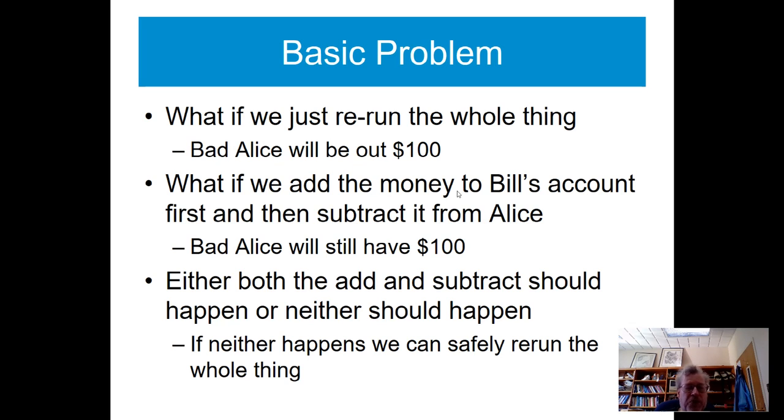So what do we need to have happen? Either both the add and the subtract should happen, or neither should happen, because if neither happens, we could safely rerun the whole thing. This is the basic idea behind a transaction: we want to identify a block of work where we either finish the whole block or we finish none of it, and as a result, it's easy to rerun it or not rerun it, okay?